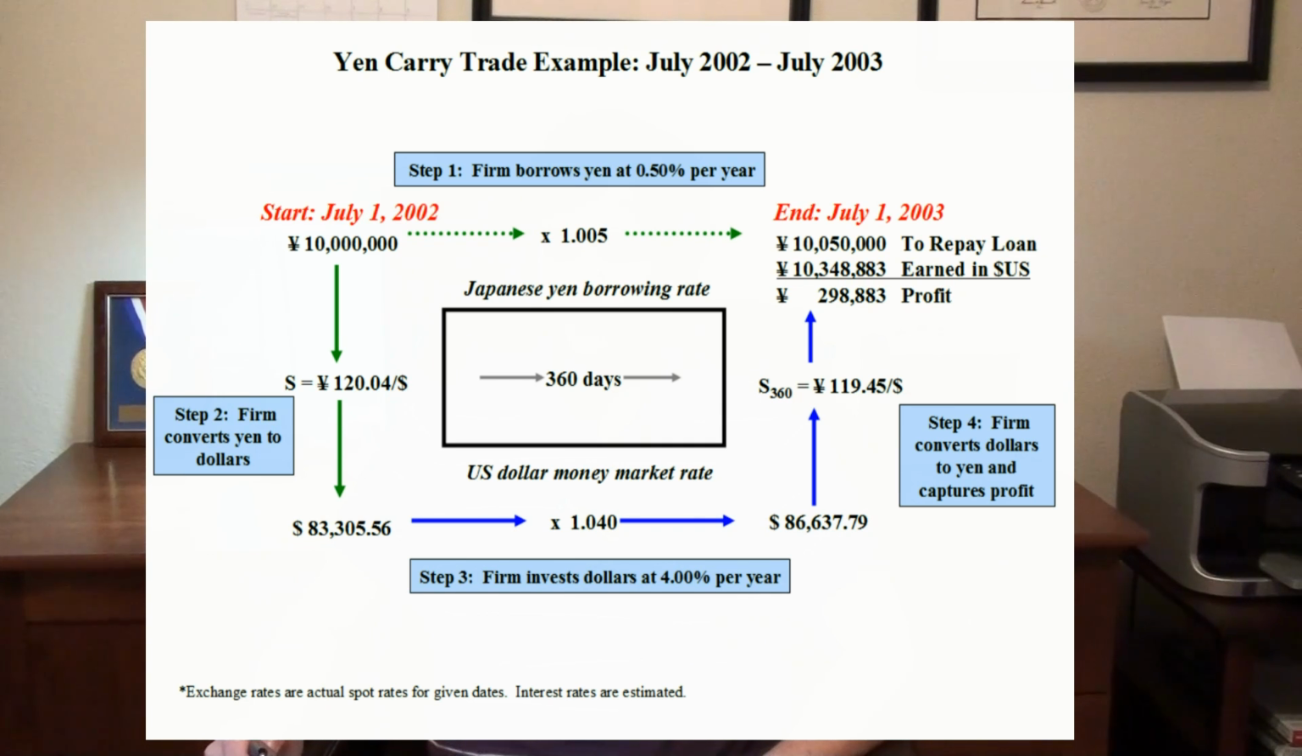In the previous example, the investor was successful with a final spot exchange rate of 119.45 yen per US dollar. However, if the exchange rate fell to 115 yen per dollar, which it actually did in September of 2003, just 3 months after the trade, then the entire trade would have lost money for the investor.